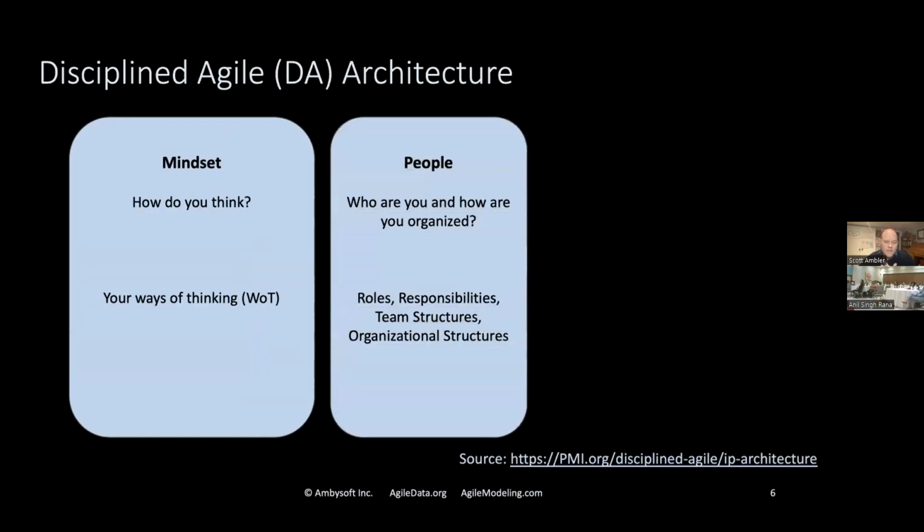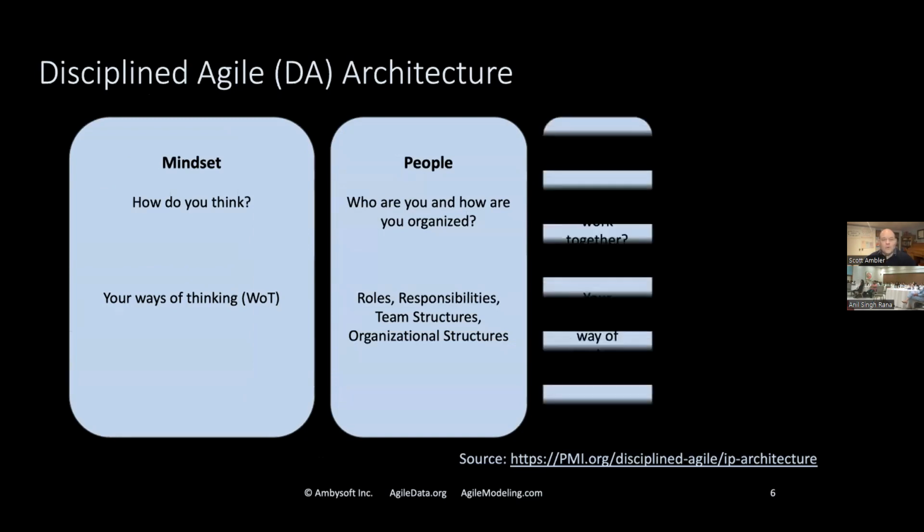And then the second aspect is people. Who are you? How are you organized? What roles and responsibilities do you take on? What team structures do you adopt? And what organization structures do you adopt? One thing I should mention, the size of the bubbles are an indication of importance. So mindset is the most important architectural aspect, then people, and so on.